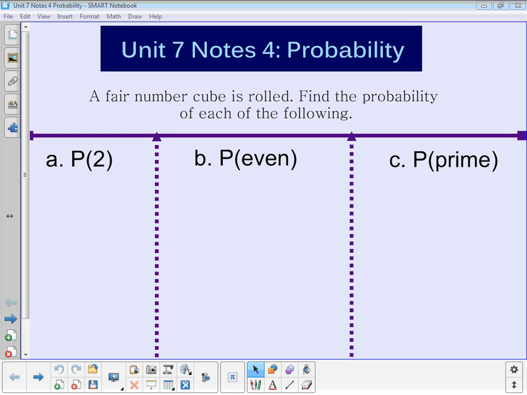Alright, welcome back from winter break. We are moving on in Unit 7. Today we're talking about probability. This is notes number 4.